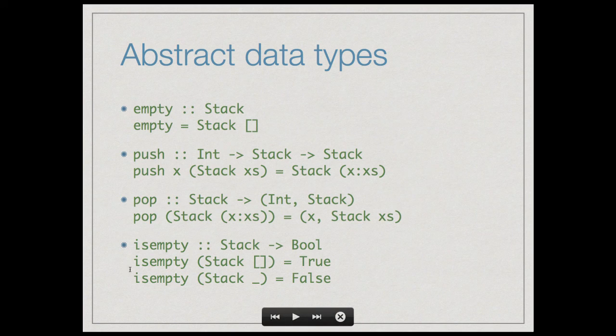Now we can define the following functions on this new data type. Empty, which returns an empty stack, and the definition is empty equals Stack empty list. Push, which takes an Int and a stack and returns a stack. Push of x and Stack xs is Stack of x colon xs. Here we use pattern matching on the user-defined data type, which is something familiar to us. Pop is a function that takes a stack and returns an Int and a stack. Pop of Stack (x colon xs) equals the pair (x, Stack xs).